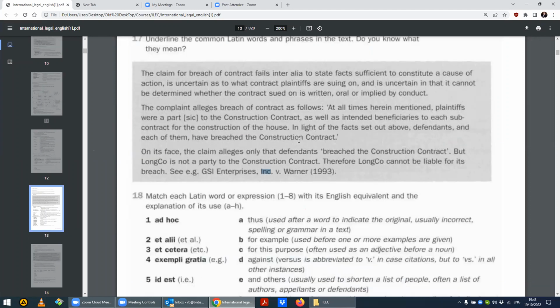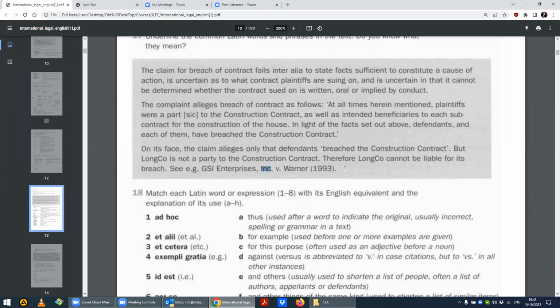Right, now, okay, so just to show you how Latin has crept into our ordinary English writing. Now here, Latin is very old-fashioned.